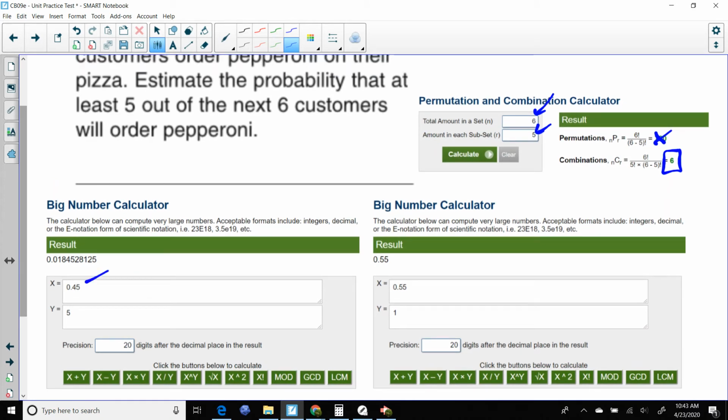We're going to type in the base, which is the 45% to the power of 5 successes, and I press the power of button, which is x to the y, and it gives me this huge decimal, 0.018 something, something, something. Come over here and I put in a base of 0.55. My exponent is 1, and I press the power of button here, and it tells me that I end up with 0.55, go team, percent for that one.